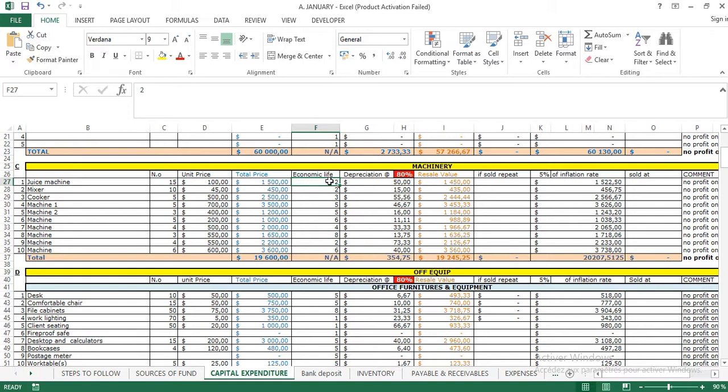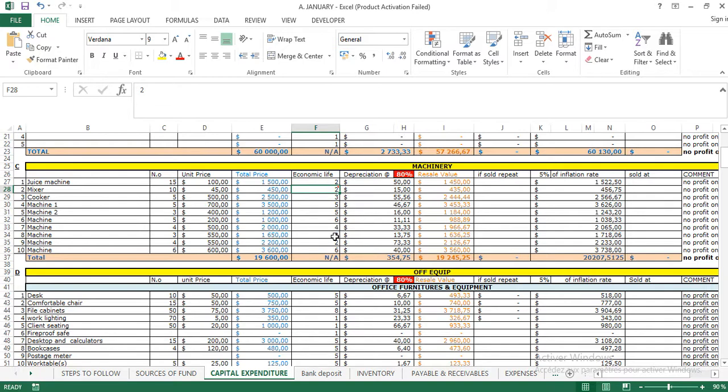Some assets have a long term. Some assets go to infinity. They will never expire. They can serve you for a lifetime. But some assets have an economic life, like this juice machine, for instance, and the mixer. The mixer, 10 units, 45 per unit, 450 is the total price, and economic life is estimated at 2 years. All these need to be calculated, because each and every year there is a loss in value. Your asset will depreciate, meaning it will lose value every year.